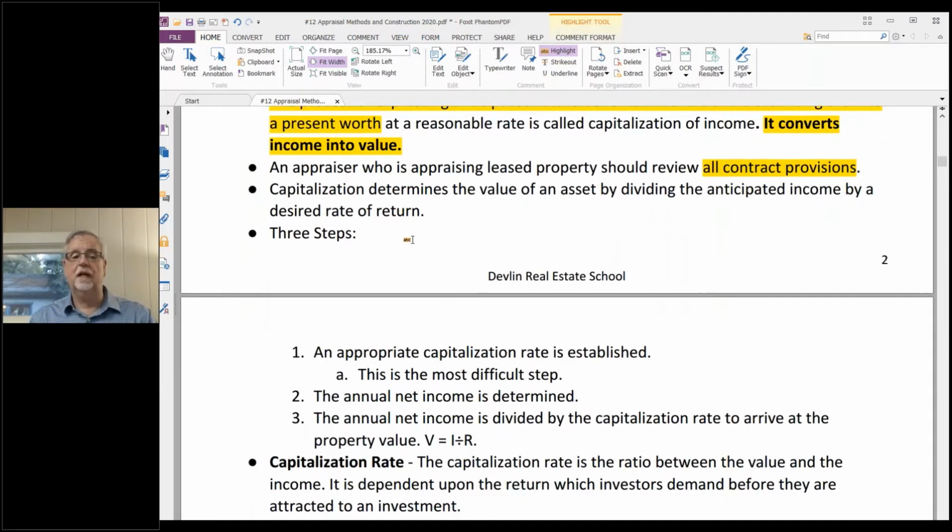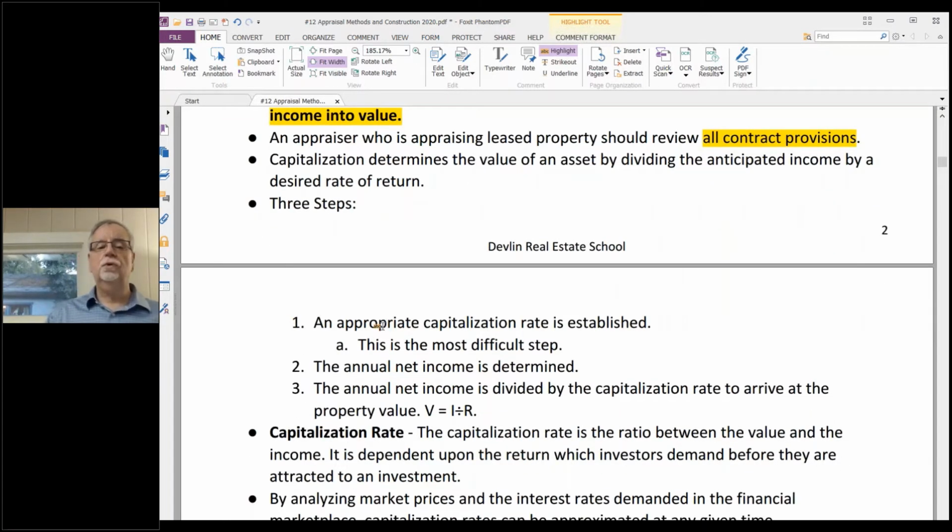There are 3 steps. First step is you have to create a capitalization rate. Notice this is the most difficult step. Just wait till I get to it. You'll see what we mean. Then the annual net income is determined. That's actually probably one of the easier steps.